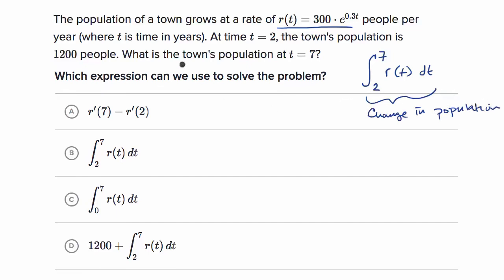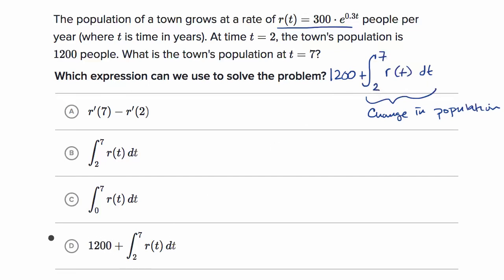But they're not asking us for the change in population. They want us to know the town's population at t equals 7. So what you would want is your population at t equals 2 plus the change in population from 2 to 7 to get your population at 7. They tell us the town's population at t equals 2 is 1,200 people. So the population at t equals 7 is going to be 1,200 plus whatever the change in population is. If you take the integral of the rate function, and this is the rate of population, this integral is going to give you the change in population from t equals 2 to t equals 7.